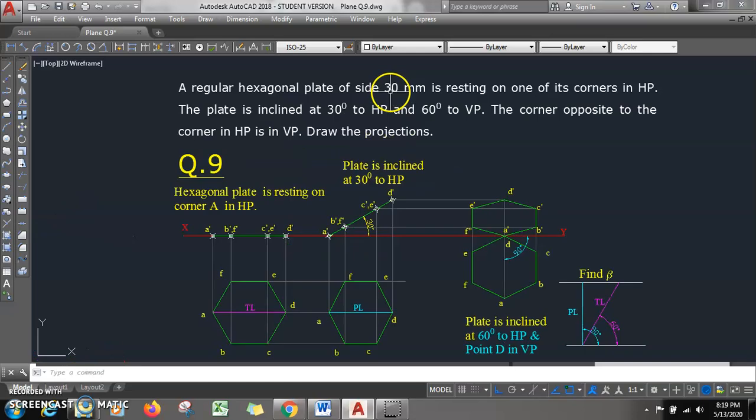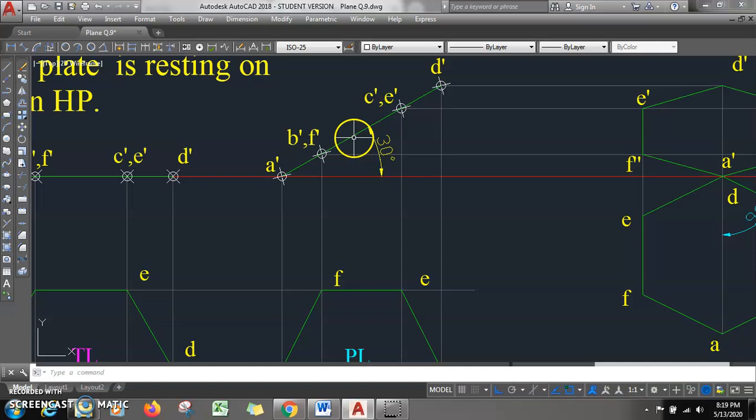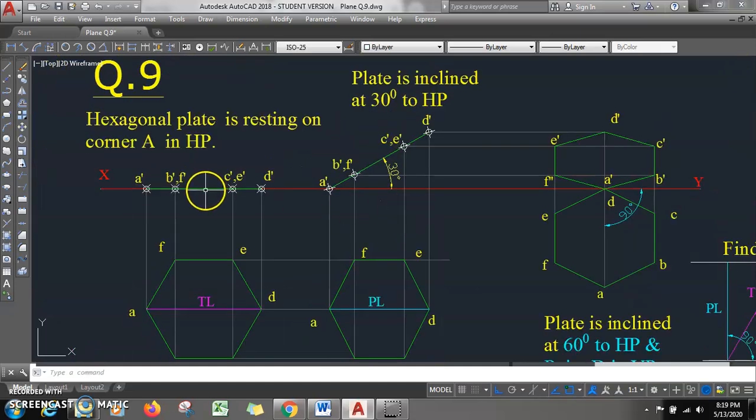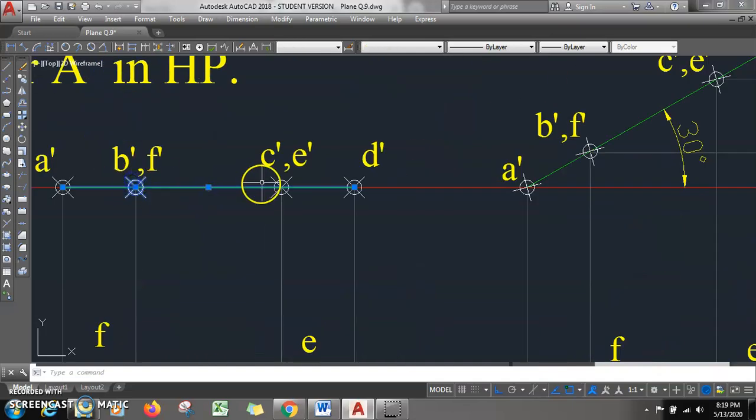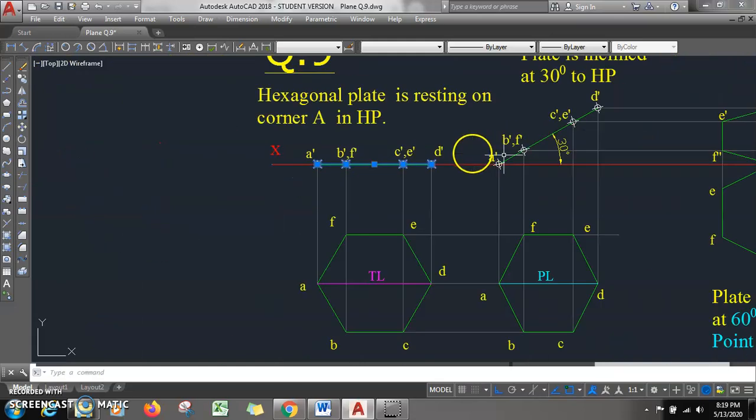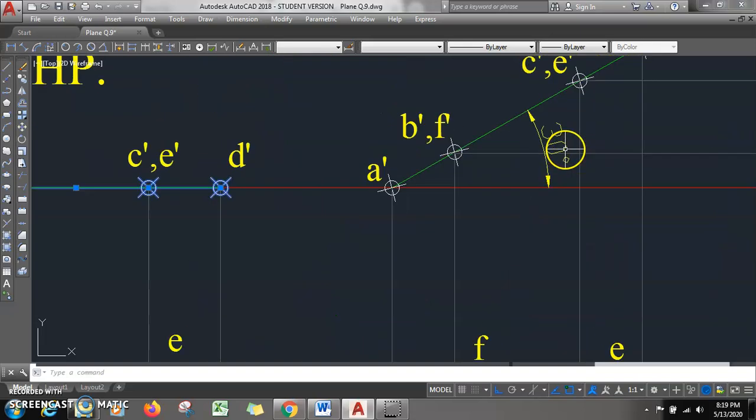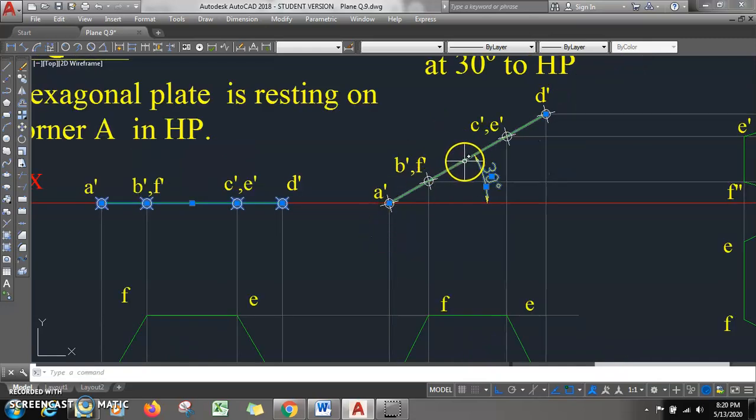Now what next? The plate is inclined at 30 degrees to HP, so the surface is making an angle of 30 degrees to the HP. So we will copy this line view along with its points and place it somewhere here. Then we will rotate this line view by an angle of 30 degrees, keeping a dash point as the center. When we rotate it, you will get it like this.